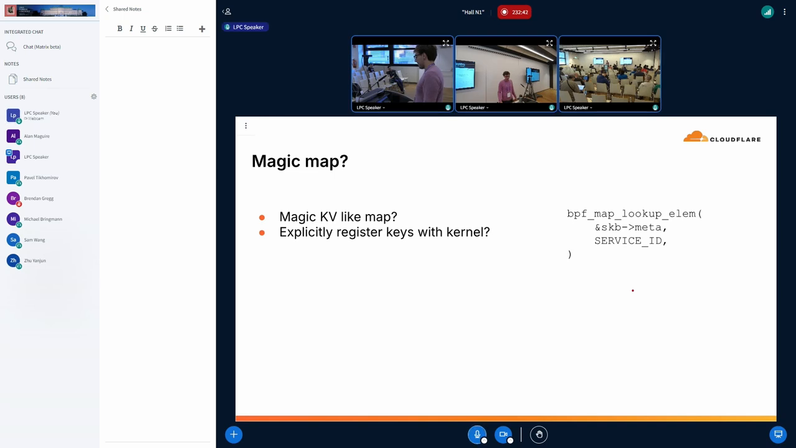But maybe then instead, if we need kernel support, it should just be some magical map, and you could use something like a map lookup and register a key to the kernel to get the value you want back out. But also unclear, this ends up being very complicated.